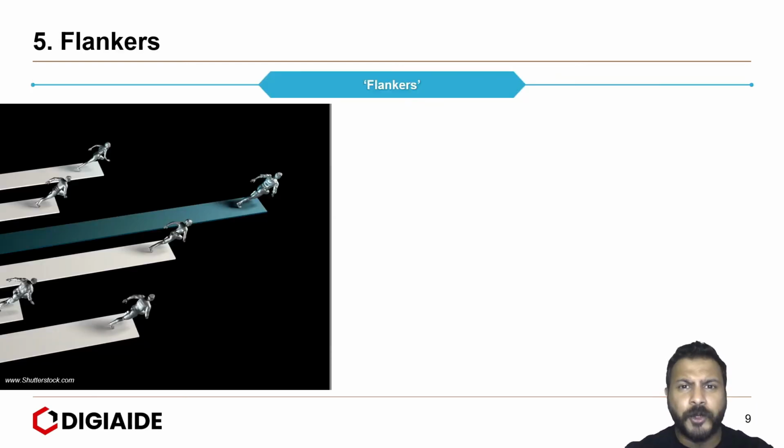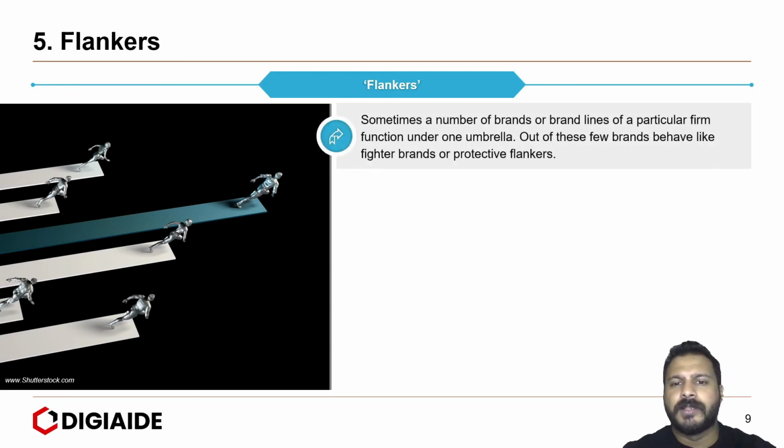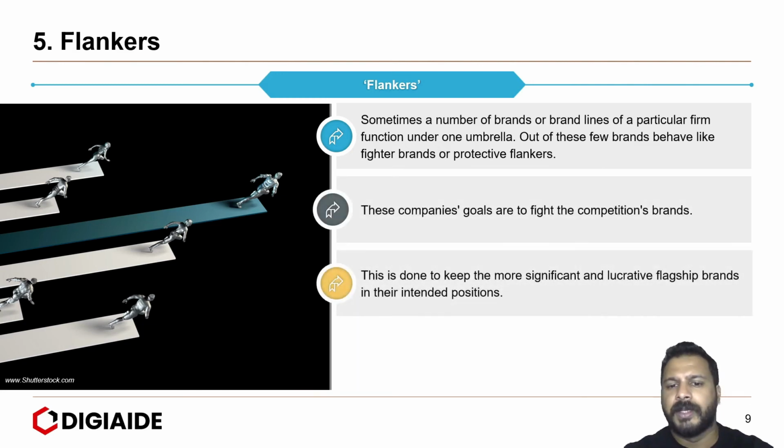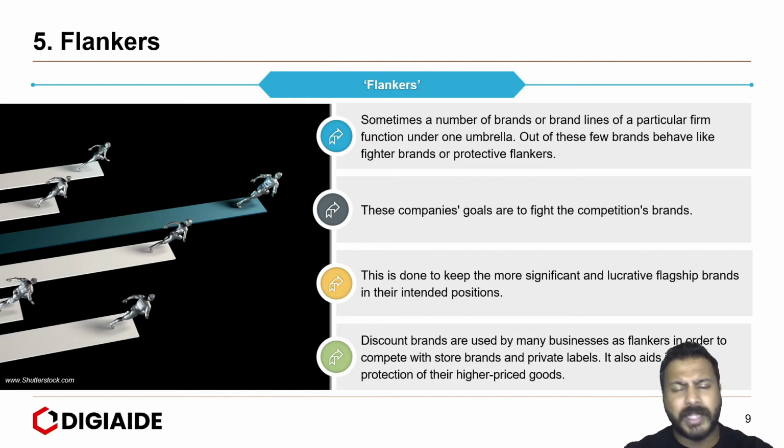Another strategy that you could use is of flankers. Sometimes a number of brands or product lines of a particular firm function under one umbrella. Out of these few brands, some behave like fighter brands or protective flankers. These companies' goals are to fight the competition's brands. This is done to keep the more significant and lucrative flagship brands in their intended positions. Discount brands are used by many businesses as flankers in order to compete with store brands and private labels of retailers. It also aids in the protection of their higher priced goods.